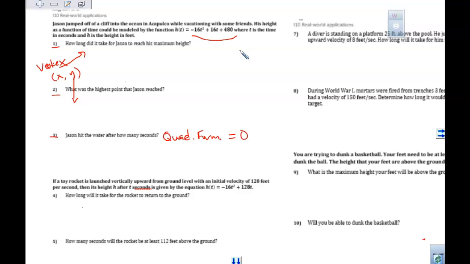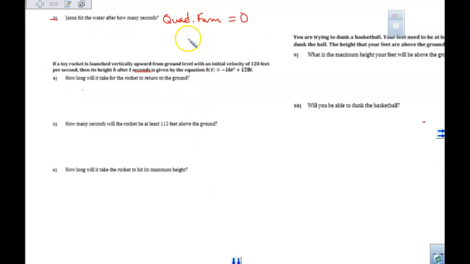Number 5, when it says how long to hit 112, I should be using the quadratic formula, probably for number 4, possibly number 5. Here you're setting the quadratic formula equal to 0. Here you are setting it equal to 112 to start with. Then you have to finish by setting that equal to 0 and finishing the question.